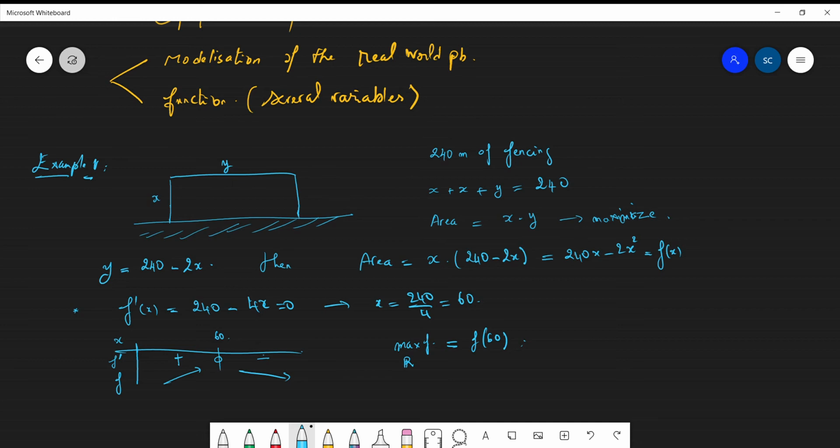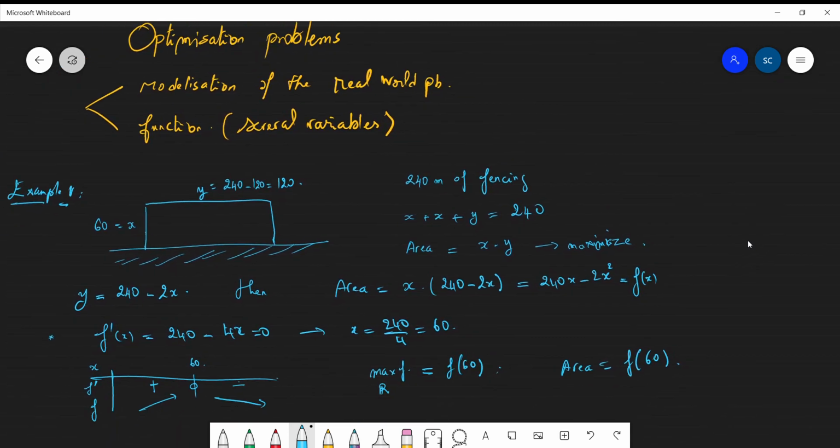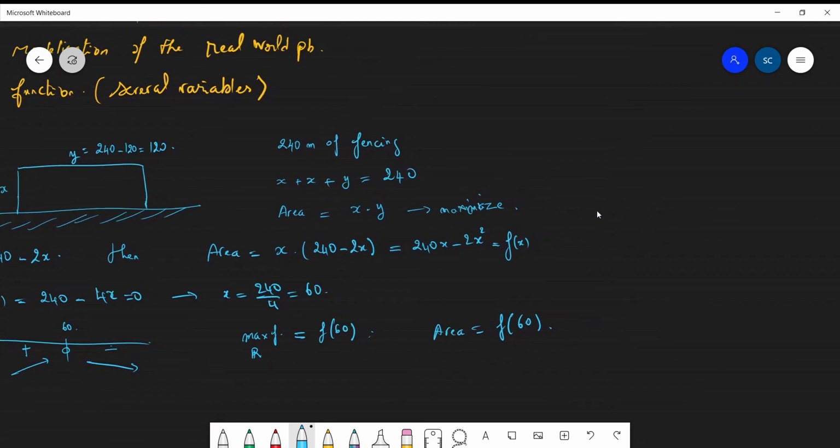So the area will be equal to f of 60. The sides: x will be 60 and y then will be 240 minus 120, which is 120. So this is how we can formulate a problem of optimization and solve it. This is the first example. Let's do another problem.